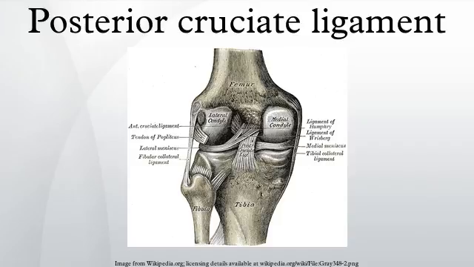The posterior drawer test is one of the tests used by doctors and physiotherapists to detect injury to the PCL. Patients who are suspected to have a posterior cruciate ligament injury should always be evaluated for other knee injuries that often occur in combination with PCL injuries. These include cartilage and meniscus injuries, bone bruises, ACL tears, fractures, posterolateral injuries and collateral ligament injuries.